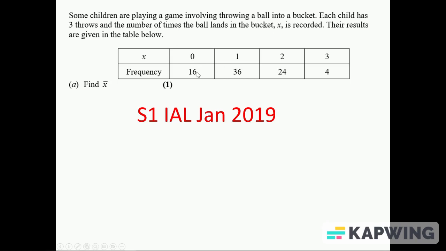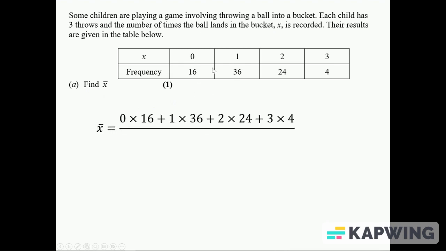So 16 of them missed every single time, and 3 of them got all 3 in. 4 of them got 3 in. So well done them. We've got to find x bar, so it's like the mean number of times they got it in. So we want the total number of times they got it in. Well, 16 of them didn't get it in at all. 36 got it in once. 24 got it twice. So that's the number of times the ball went in. Divide that by the total number of attempts, total number of kids really. And we get 96 over 80, which is 1.2.